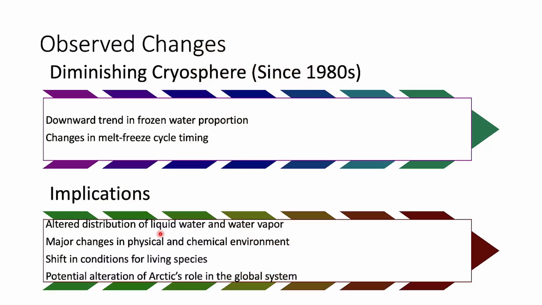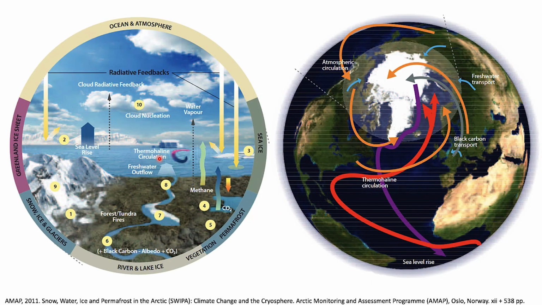So this will alter the distribution of liquid water and water vapors, and also it will affect the physical and chemical environment. This leads to a shift in the conditions of living species, especially the marine mammals which are living there, and a potential alteration in the Arctic's role in the global system, because now both are interdependent on each other for the climate changes. So here is the map which clearly talks about the various effects.